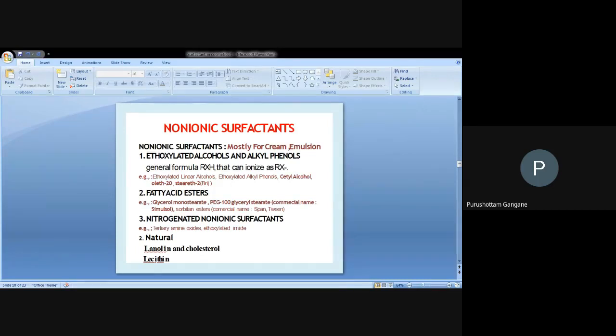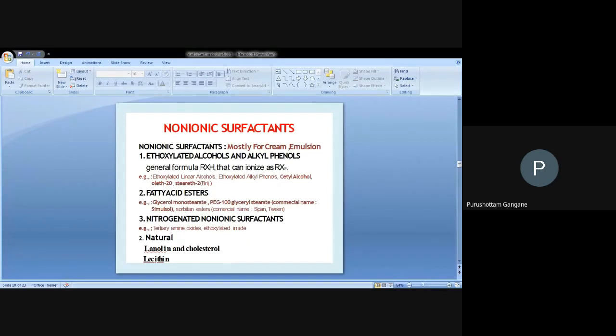Then sorbitan esters are there. They are also popular: Span and Tween. Polyoxyethylene sorbitan ester, polyoxyethylene sorbitan monooleate, monolaurate. These are nothing but the Spans and Tweens. These are the most popular non-ionic surfactants, Spans and Tweens. These are the brand names. As such, they are the sorbitan esters.